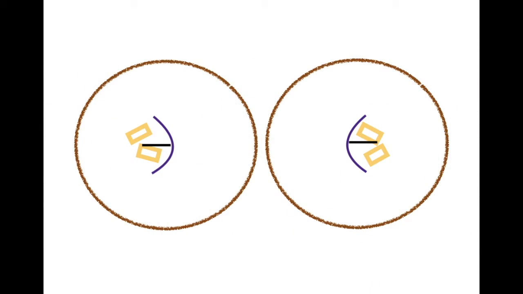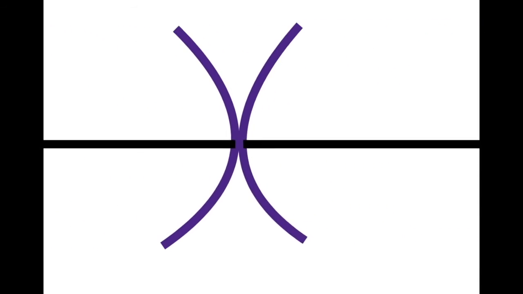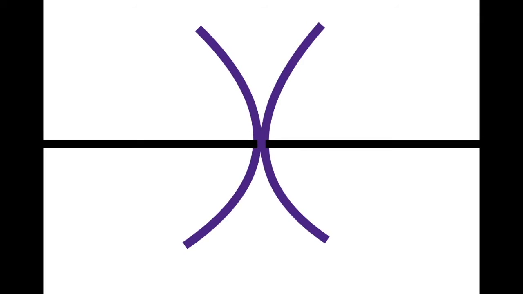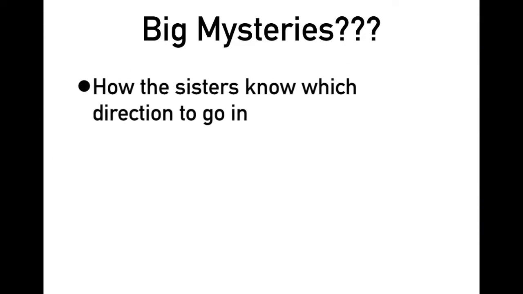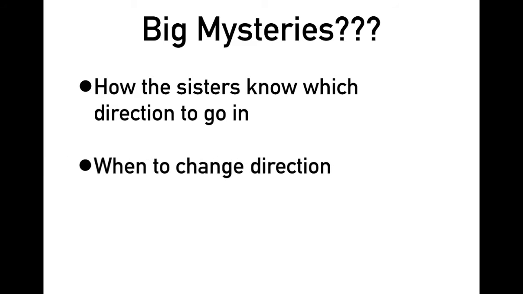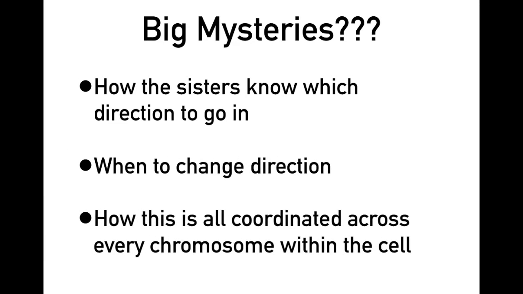So, although I have more of a background in microtubule binding of kinetochores, this paper focuses on this sister chromatid oscillation I mentioned before. By this I mean the microtubules pull the sister chromatids back and forth by the kinetochores over and over and over again until eventually the tension between the sisters is enough to make them go their separate ways. One of the biggest mysteries here is how the sisters know which direction to go in, when to change direction, and ultimately how this all is coordinated across every chromosome within the cell.